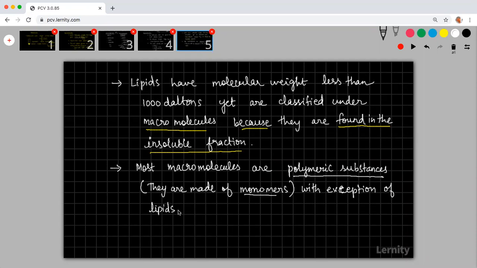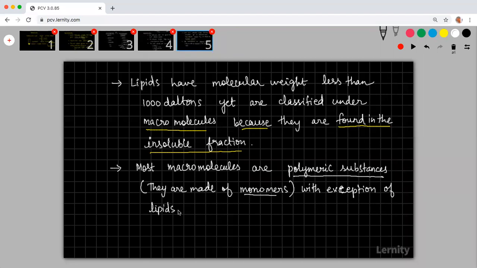The nature of a substance is such that certain substances are soluble in certain things and not soluble in others. If you take sulfur, sulfur will not be dissolvable in water, but it will dissolve in carbon disulfide. That is the property of sulfur.